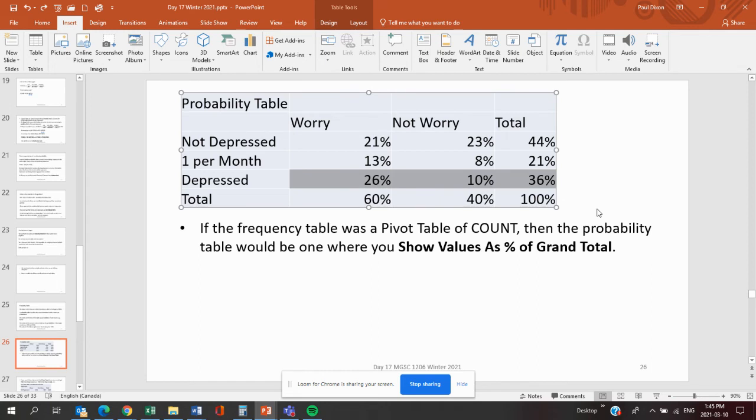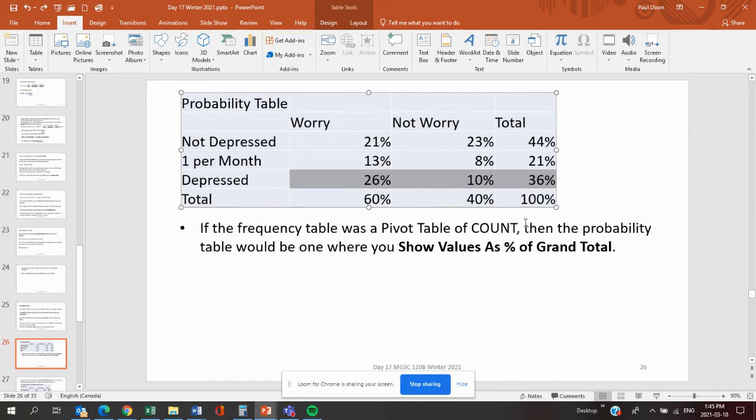The rest of it, in terms of any calculations of other probabilities from the table, some you can pull directly out, like the 36% or the 26%. Others you can reason out the same way. 26 were worried and depressed out of the 36 that were depressed. So 26 out of 36 or 70% or 73%, whatever the number was, is the probability of worry given depression. In a pivot table, this would be if we showed values as a percentage of the grand total.